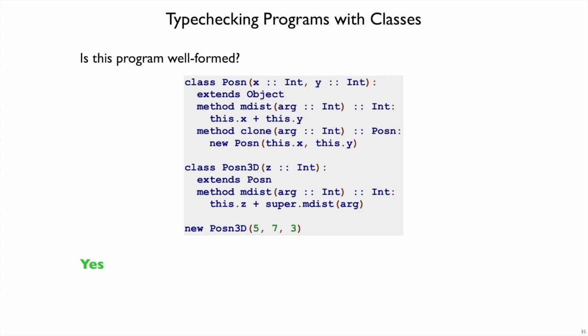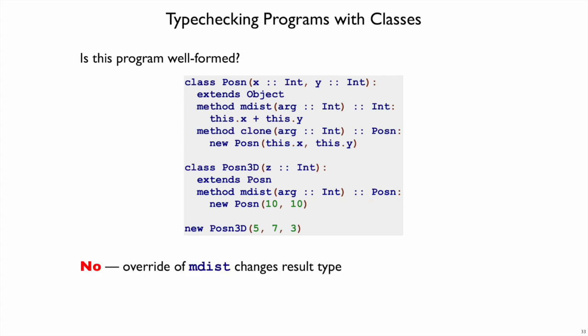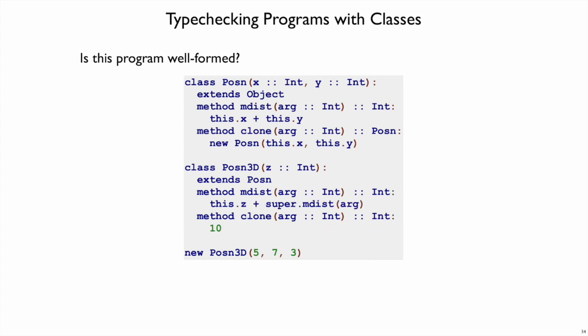But what are some things that could go wrong? Maybe we declare that the result is a Posn and we return a Posn. Locally this is okay, but this overriding method mdist changed the result type. And so if you have a Posn3d but you think you have a Posn and you call mdist, the wrong kind of result will be produced. And so the type checker has to rule that out. Specifically, the type checker has to insist that when you override a method, you keep the result type the same, as well as the argument types.